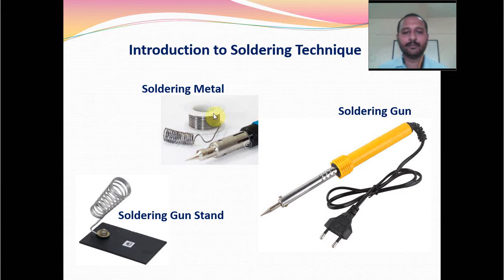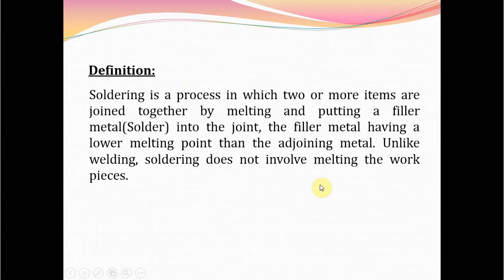So if you see the definition, soldering is a process in which two or more items are joined together by melting and putting a filler metal, also known as soldering metal, into the joint. The filler metal has a lower melting point than the adjoining metal. See, if the melting point of the filler is greater than the adjoining metal, it is of no use. It is unlike welding, no? Soldering does not involve melting the workpieces, right?